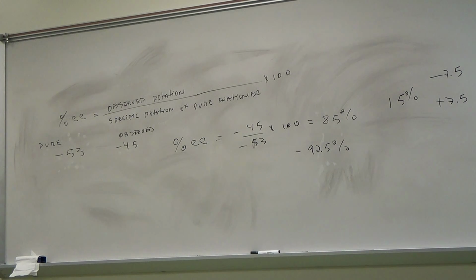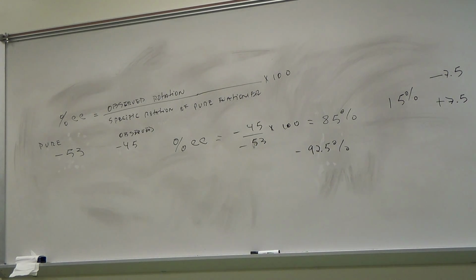Guys, if you have questions, ask now, because I will never talk about this again. Why did we decide that 85 was correlated with negative? Because the observed value was negative? That's not negative 92.5, right?